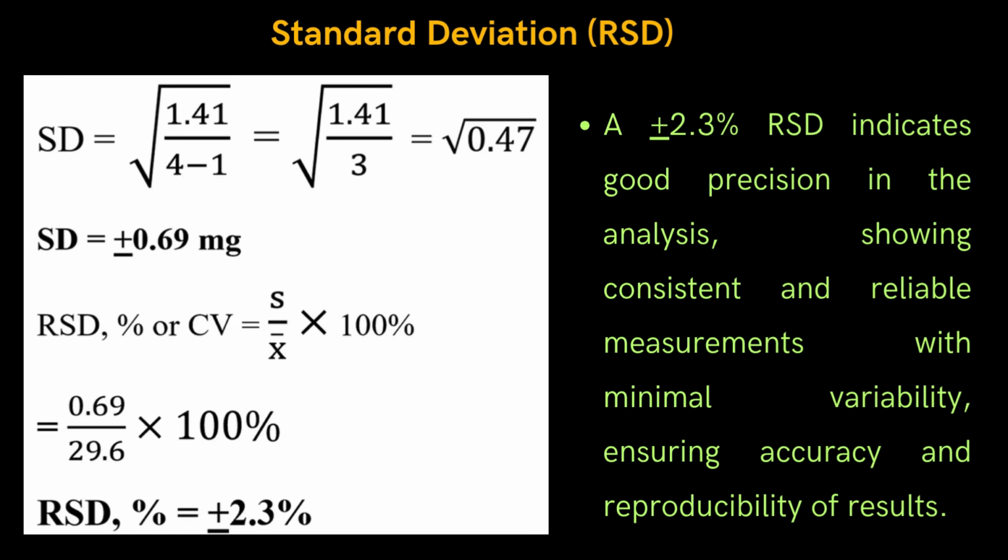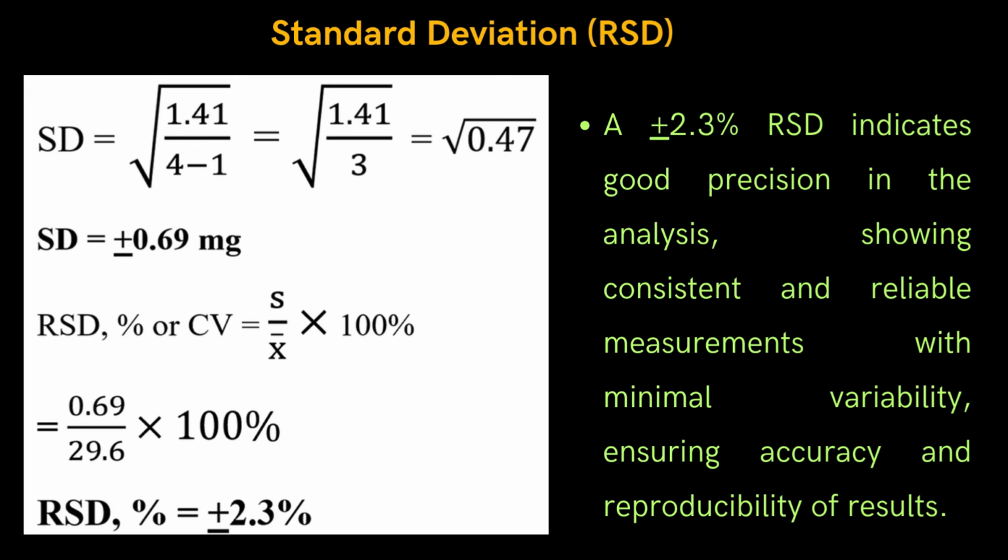In the denominator, the number of observations, 4 minus 1, will be equal to 3. Which further solving it becomes square root of 0.47, and finally the value of SD will be 0.69. From the value of standard deviation we can determine the RSD percentage by putting values in the equation of RSD, given here, which is equal to 0.69 divided by 29.6, the mean value, and multiply by 100%. Finally the RSD percentage is 2.3%.